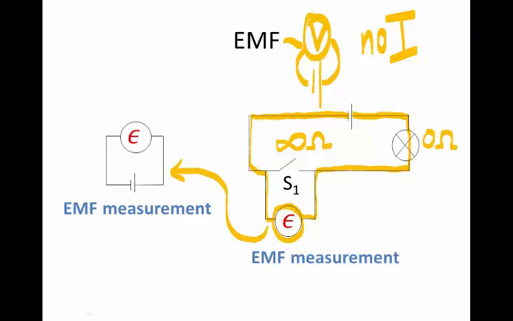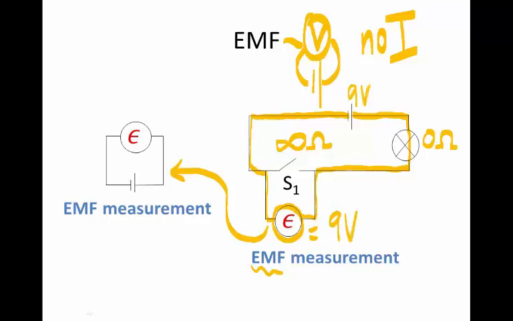One side of the voltmeter is connected by a good conductor to the negative terminal, and the other side of the voltmeter in effect is connected by good conductors to the positive terminal. So when we are measuring the potential difference across S1, when S1 is open here, we are actually measuring the EMF of the battery. So if the battery has an EMF of 9 volt, then that reading there would be 9 volt.